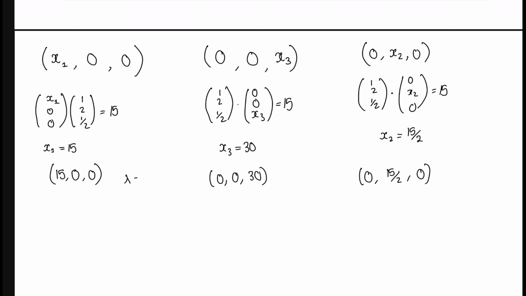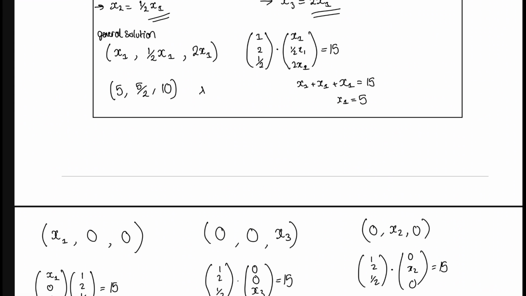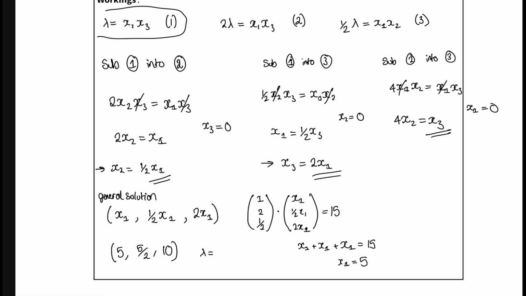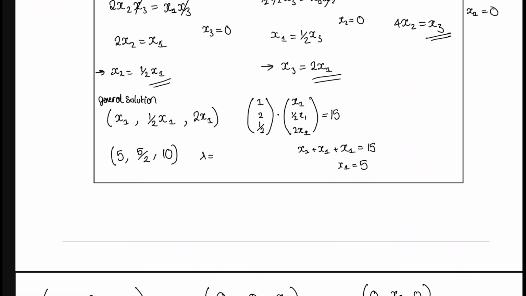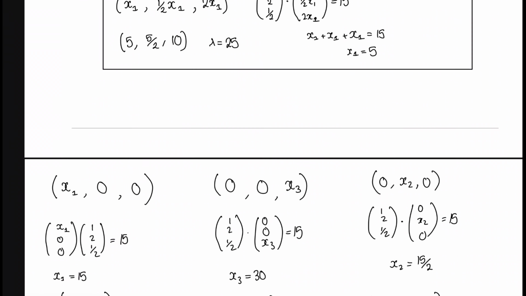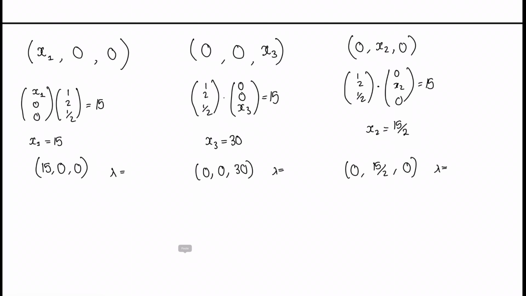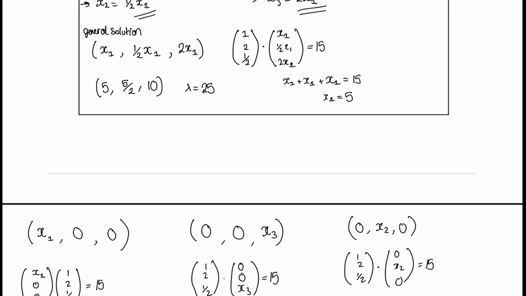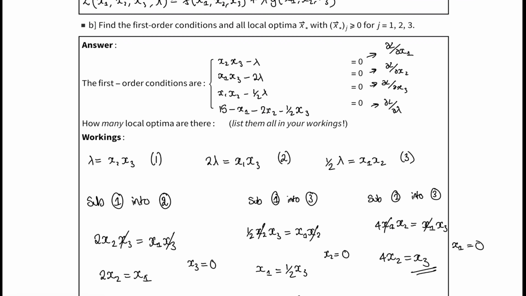If we now work out the corresponding values of lambda for each of these four solutions, lambda is worked out if we use this first equation by doing x2 multiplied by x3. So x2 multiplied by x3 in this case will be 25, so lambda is equal to 25. And for all of these, lambda is just going to be 0. So we get 4 solutions when we solve the Lagrangian.